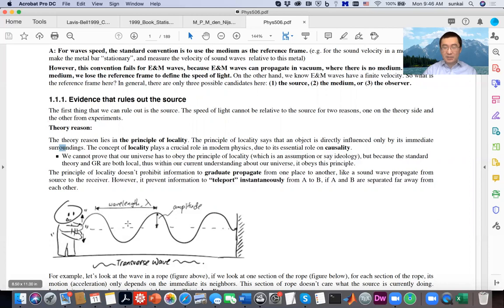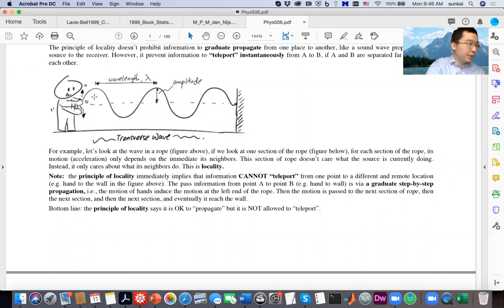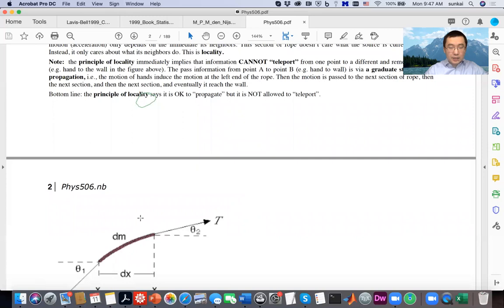Instead, the information is propagating gradually, section by section. Let me draw a picture here. Say, for example, let's look at this section of the rope. If we want to know the motion of this section, it does not rely on the source. It doesn't care whether my hand is at the top point or the bottom point. What we need to do is zoom into this section, and we figure out that its motion only depends on the force of the neighboring section applied to this part.